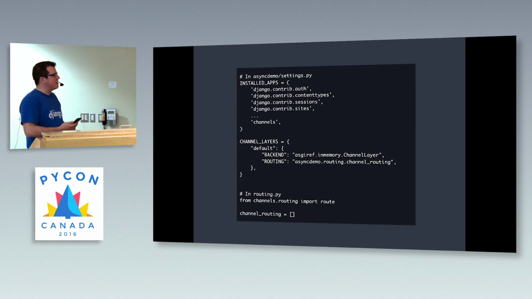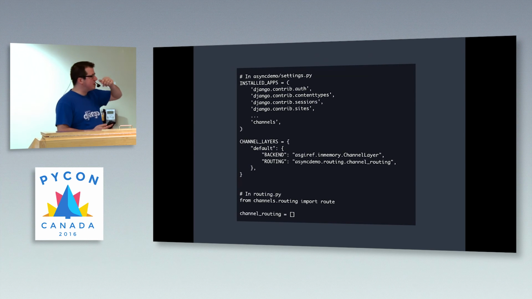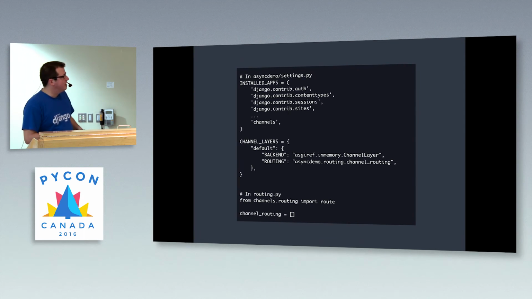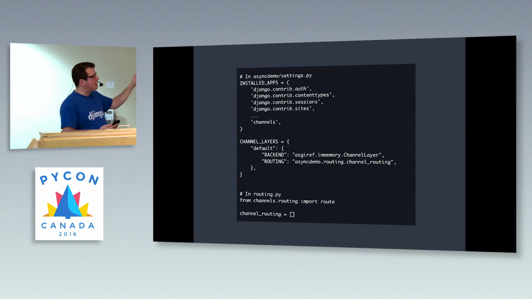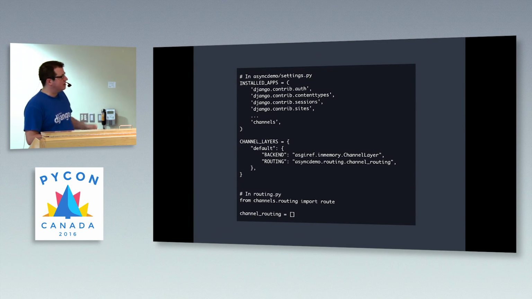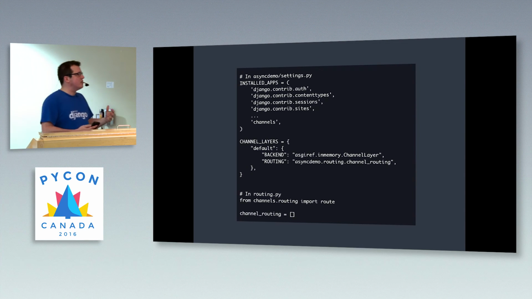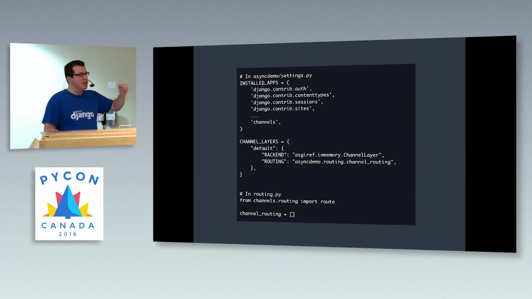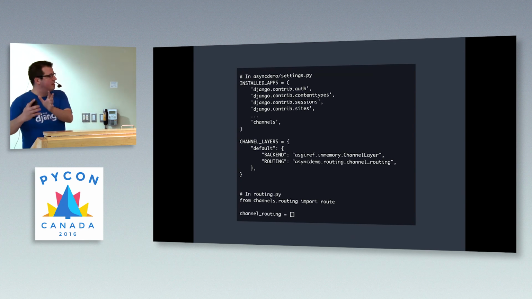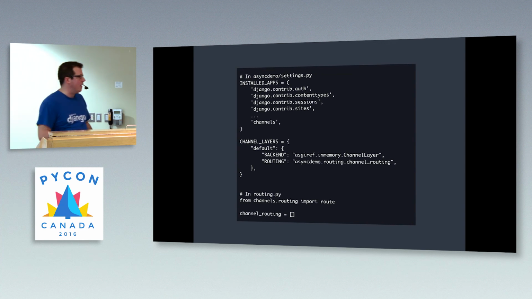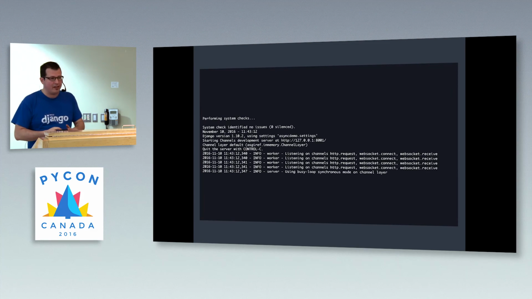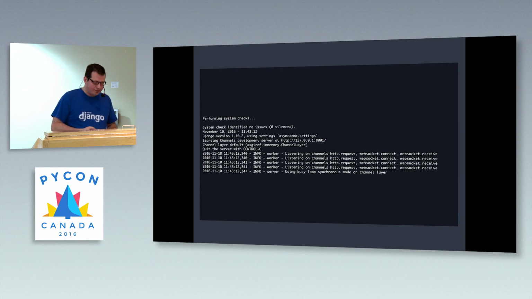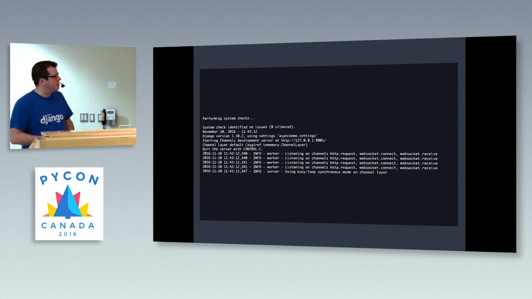After you've installed it, you need to add it to your installed apps. This gives you access to the new management commands. And then the one setting you do need to set for channels is your channel layers. This basically tells channels what message broker you're using. By default, there's an in-memory one. And then there's the routing setting. This is much like urls.py and the root URL conf. So there's a parallel routing for channels, and it's a bit more generic to be able to handle things like sockets or WebSockets and all that good stuff.